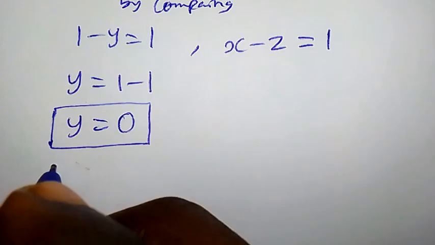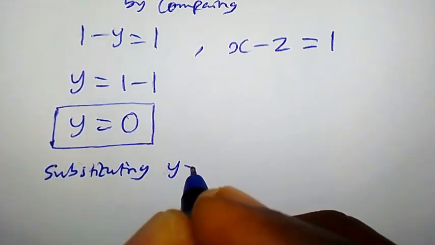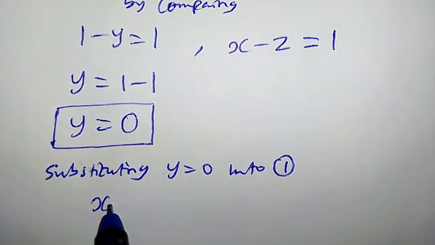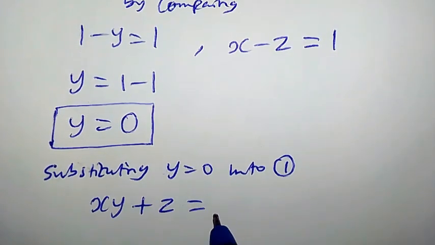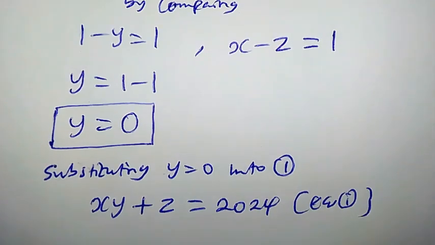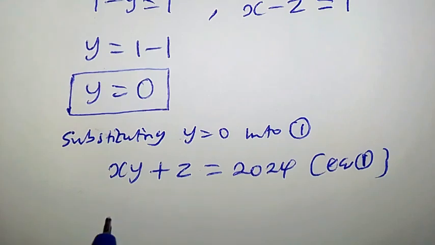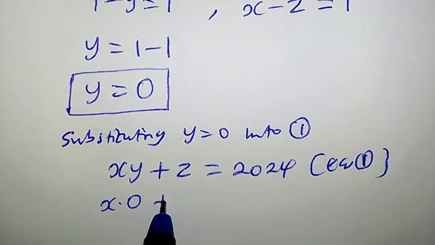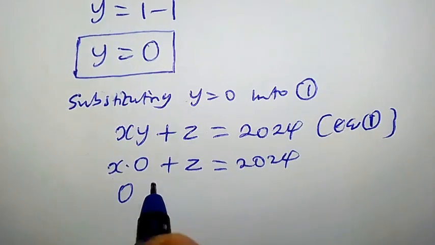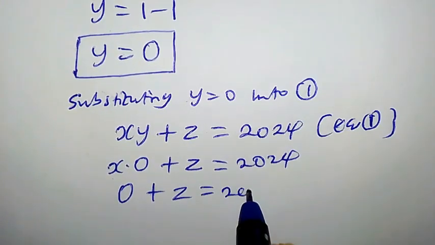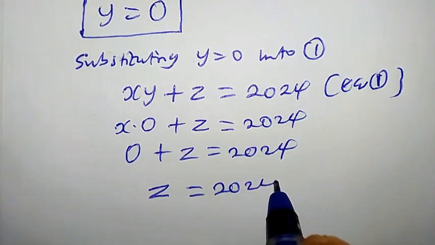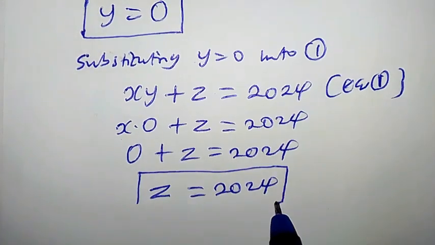For this first case, substituting y equal to 0 into equation 1. Equation 1 is xy plus z equal to 2024. Since y is equal to 0, this becomes x times 0 plus z equal to 2024. x times 0 is 0, plus z equal to 2024. 0 plus z is z, so z equal to 2024. This is the value of z.